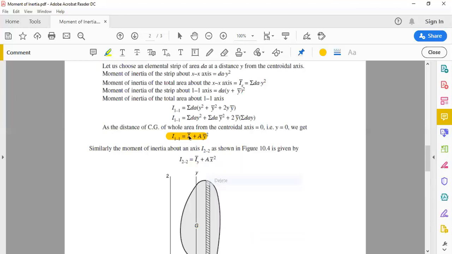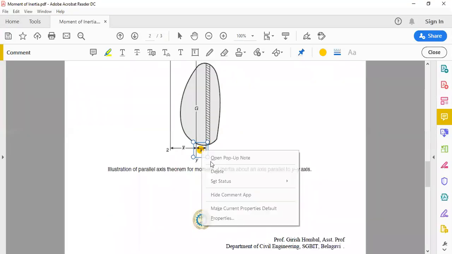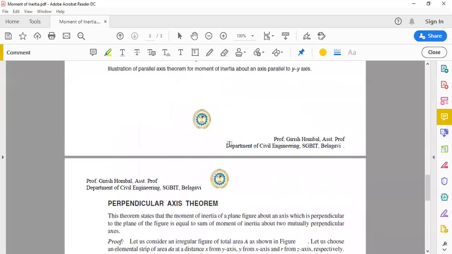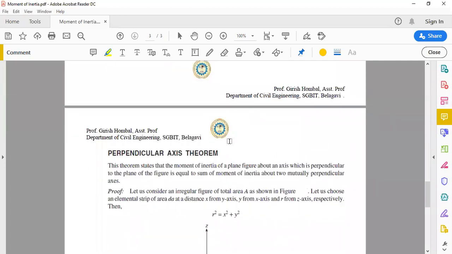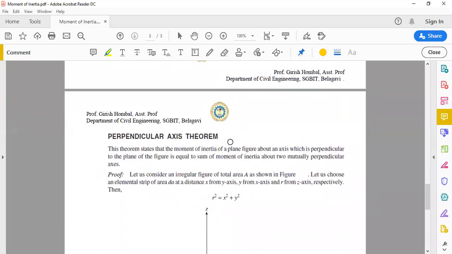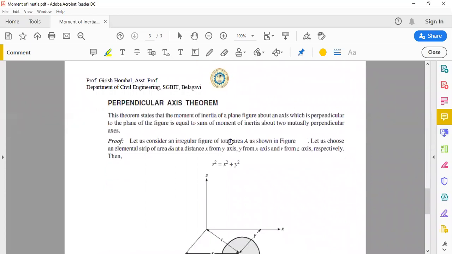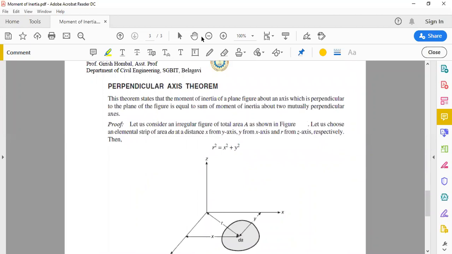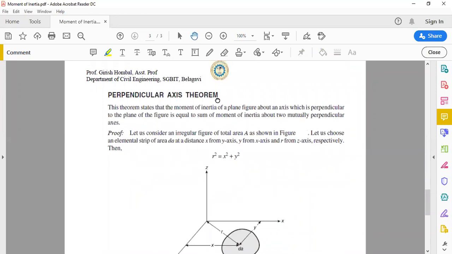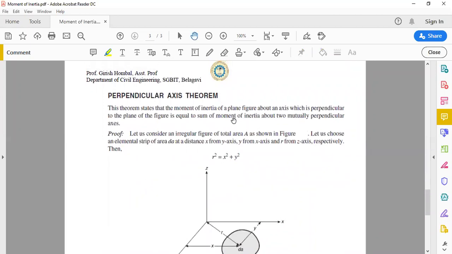So basically we use this theorem to calculate the moment of inertia about any axis. We make use of it when we are solving problems. Now we have one more simple theorem, called the perpendicular axis theorem.